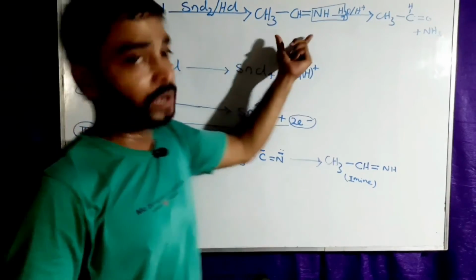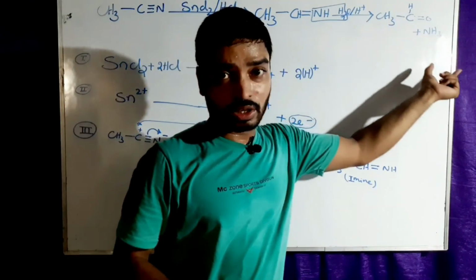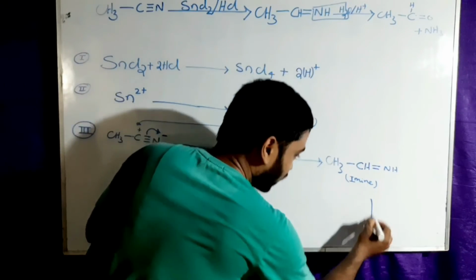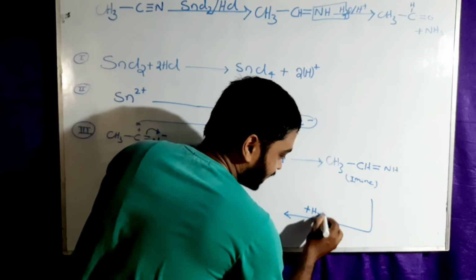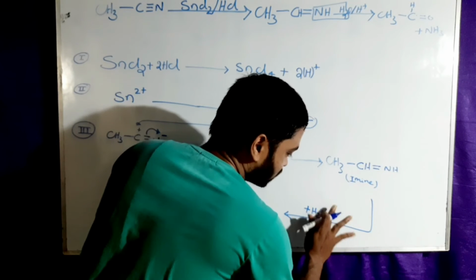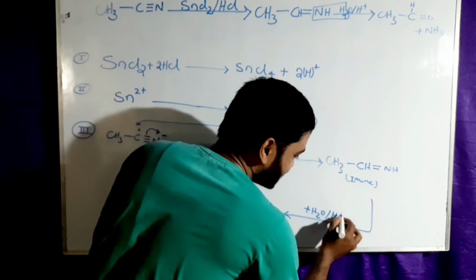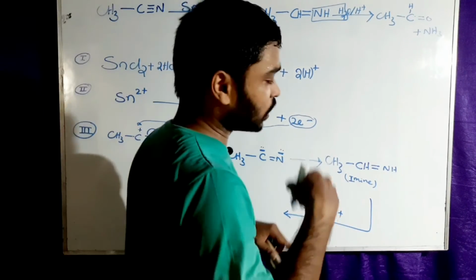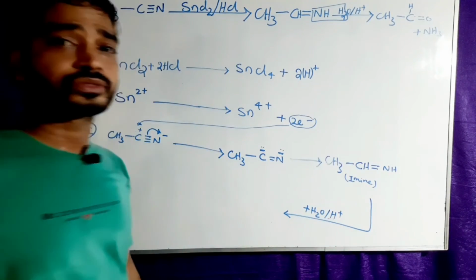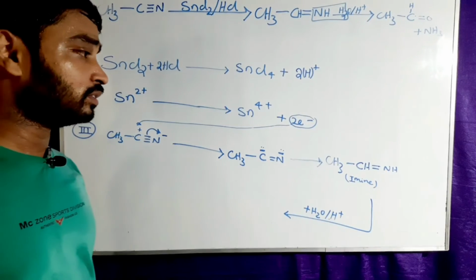After this imine part, what we have done is acid hydrolysis occurs. So for acid hydrolysis, now I am moving the reaction like this, and for acid hydrolysis I am adding H2O over H plus, that means any acid. So the H plus part will combine. That means here also again what happens?